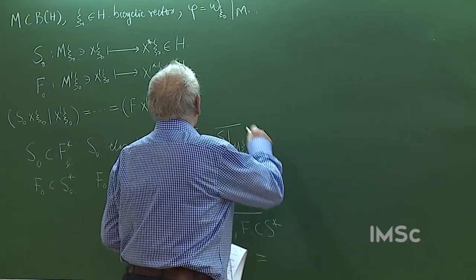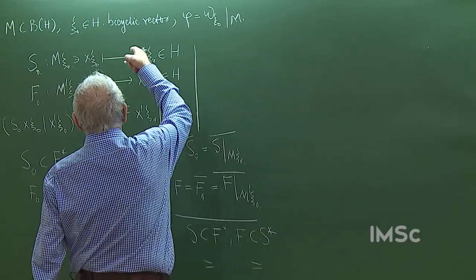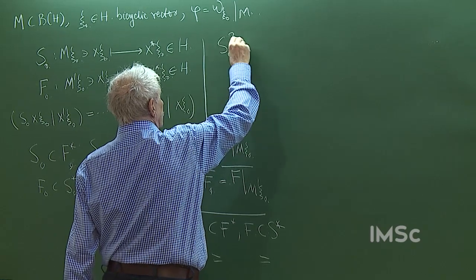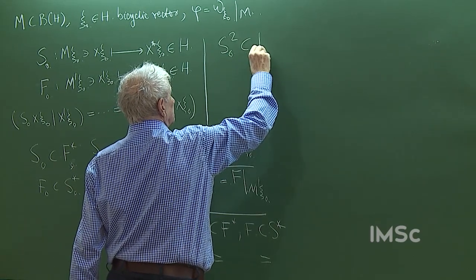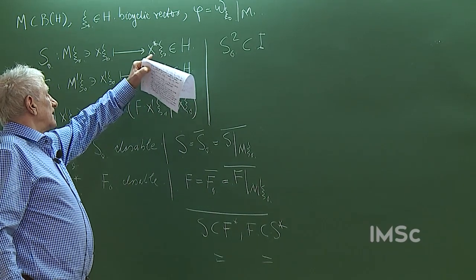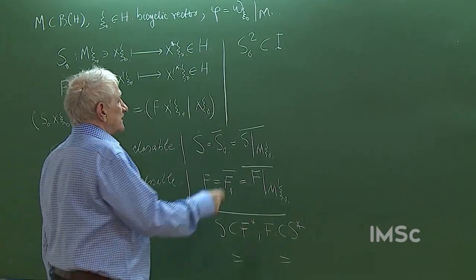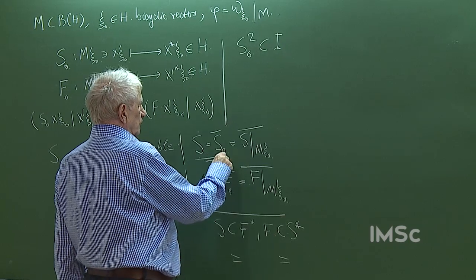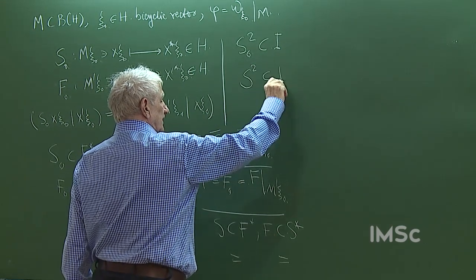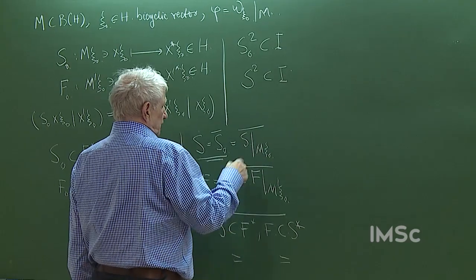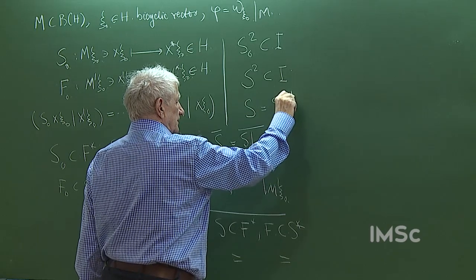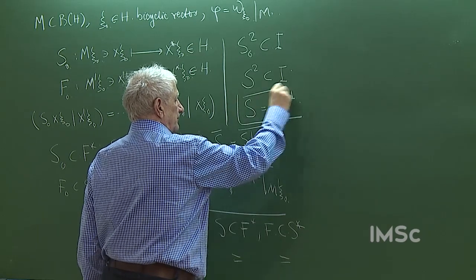Now, another thing which is obvious from the definition of S₀ is that S₀² is included in the identity. If you take x**, you get x. Because S is the closure of S₀, it follows that also S² is included in the identity. And from this, it follows that S is equal to S⁻¹.